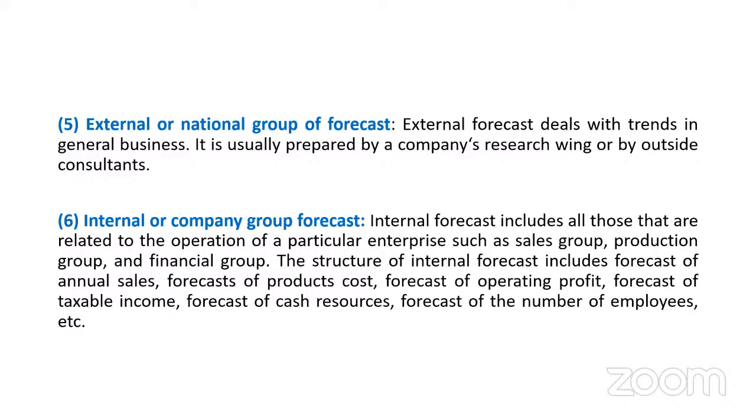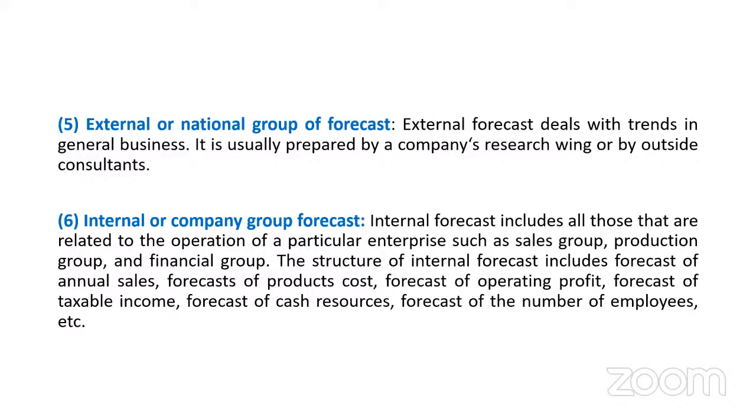The structure of the internal forecast includes the forecast of annual sales, forecast relating to production and cost of production, forecast relating to the profit component, forecast related to taxable income, or related to cash resources, or related to the number of employees that you are going to hire or fire, etc., or required in the production center. All these things are treated as the internal forecast.